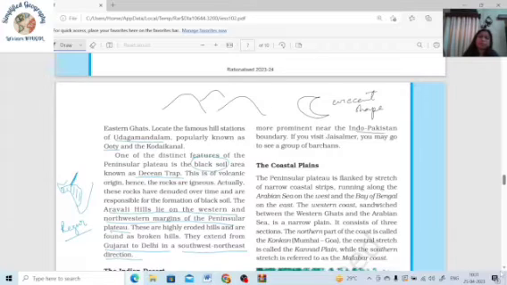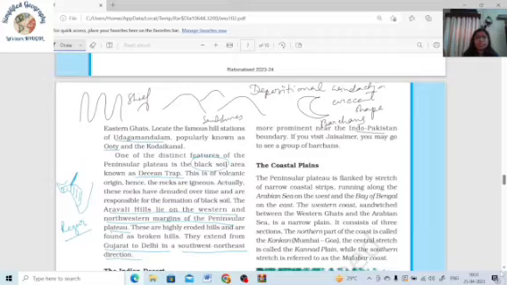Barkhans have several divisions, and longitudinal dunes are also there. We call them shifting dunes. These are the sand dunes, and these are barkhans. So these are depositional landforms. You can see depositional landforms of wind action.